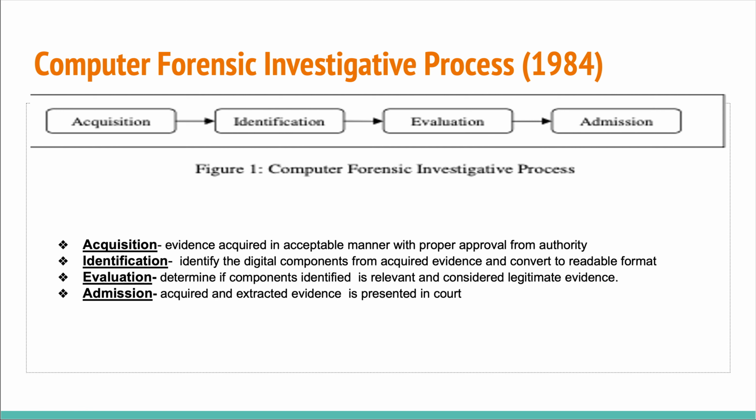Computer Forensic Investigative Process of 1984. Figure 1 briefly illustrates the 4 phases involved in the process. The acquisition phase is where evidence is acquired in an acceptable manner with proper approval from authority. The identification phase identifies the digital components from acquired evidence and converts it to a readable format. The evaluation phase determines if the components identified are relevant and considered legitimate evidence. And finally, the admission phase, where the required and extracted evidence is presented in court.